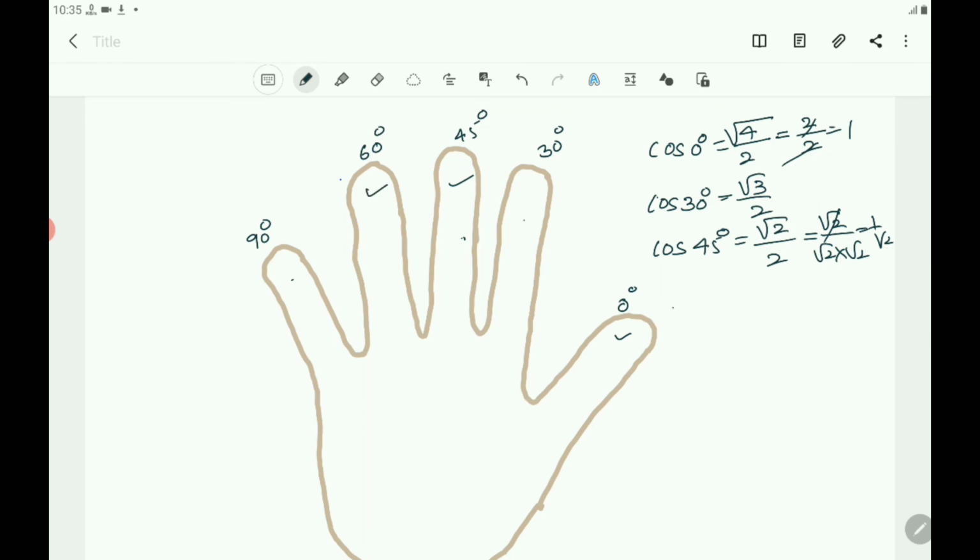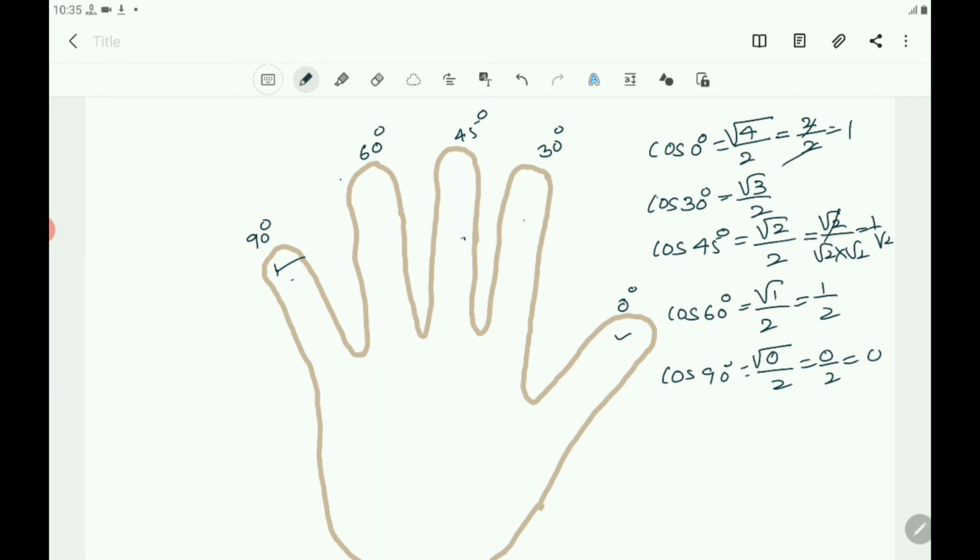Next, for cos 60 degree. For cos 60 degree, there is 1 finger. So you write root 1 by 2. Root 1 by 2, that equals 1 by 2. So cos 60 degree is 1 by 2. Next, cos 90 degree. For cos 90, no fingers. So no fingers means 0. That is root 0 by 2, that is 0 by 2 equals 0 you will get.